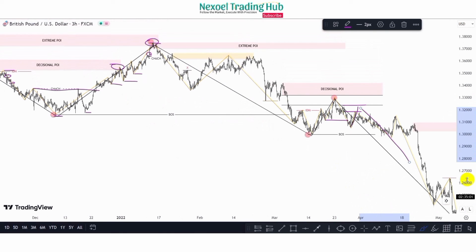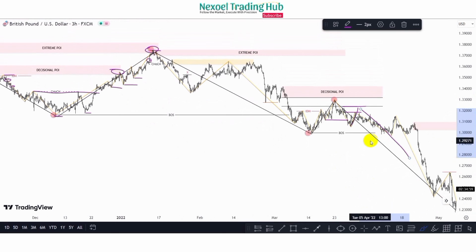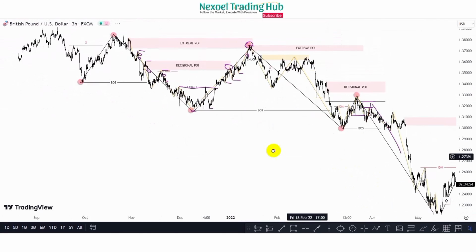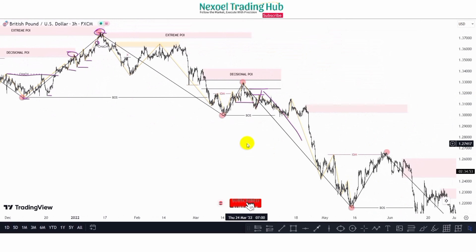So this is how you want to be identifying your internal range liquidity and your external range liquidity. You must be able to switch between time frames when trading in order for you to have a broader perspective of the market's condition.